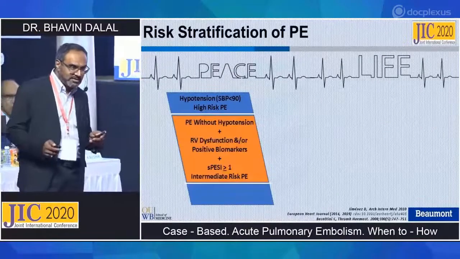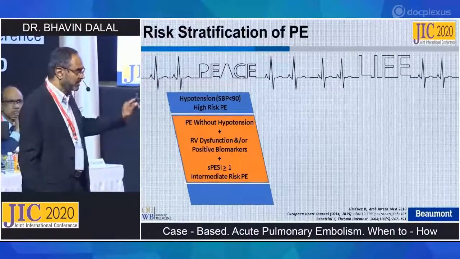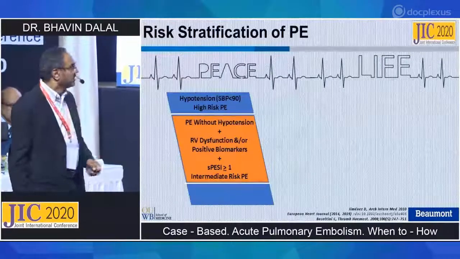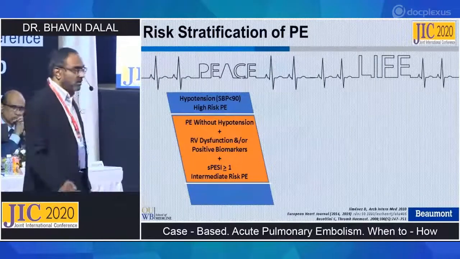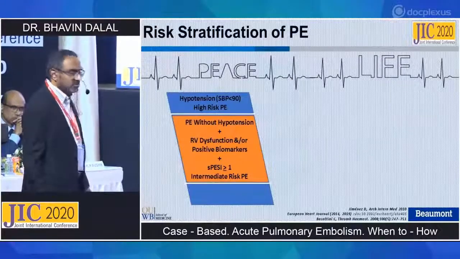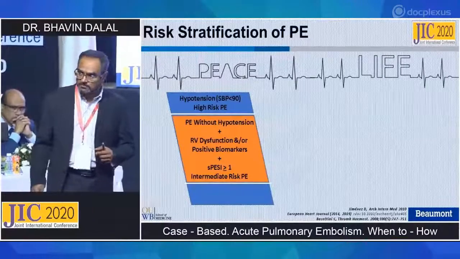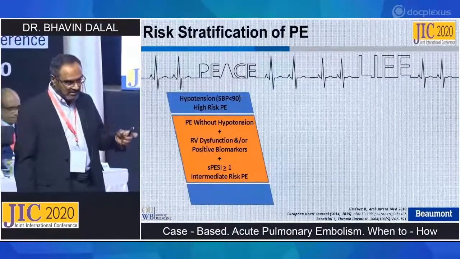So I think that is the standard of care, and we don't have any controversy or problem with this particular scenario. The problem is with PE without hypotension, when the patient is hemodynamically stable, so-called stable. What do we do with those people? So then we check other things, for example, RV dysfunction. RV dysfunction can be checked either on the CT scan.